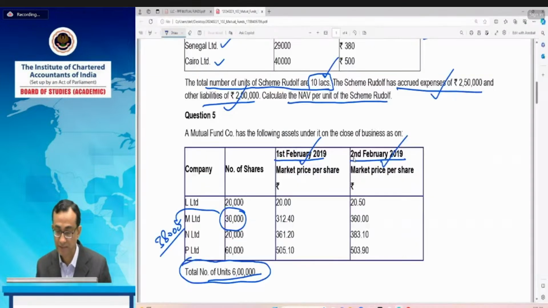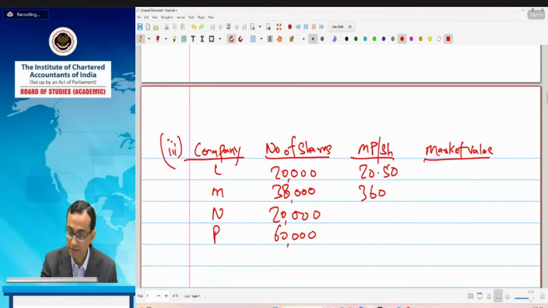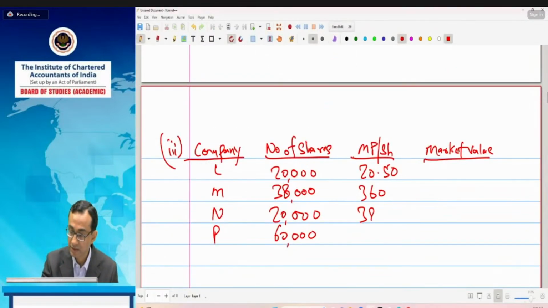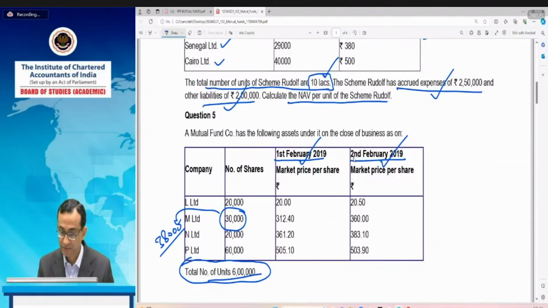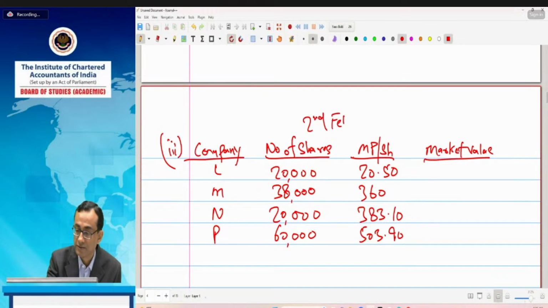Market price per share are different on 2nd of February. Let us see. It is 20.5 for L, for M it is 360, for N it is 383.10, and for P it is 503.90. So now let us calculate the market value. Mind you, this is on 2nd February 2019.